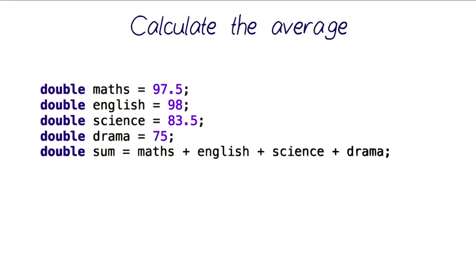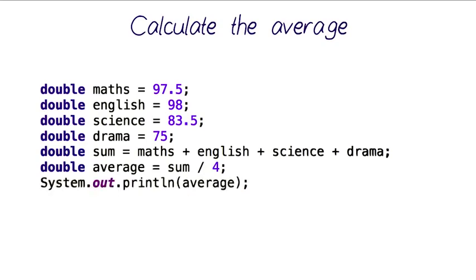Then, finally, to calculate the average, we simply need to divide this sum by 4, and store the result in the variable average. Now, let's try to print this variable average and see what the result is. The output of such a program would be 88.5.